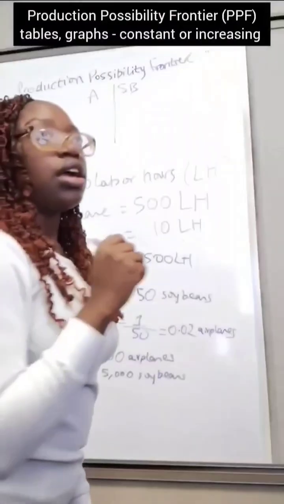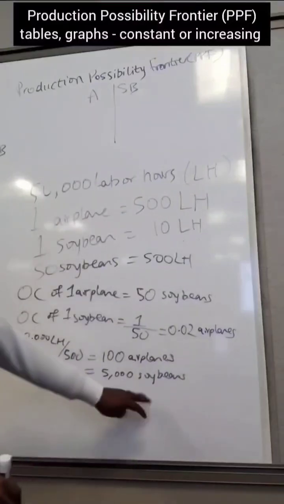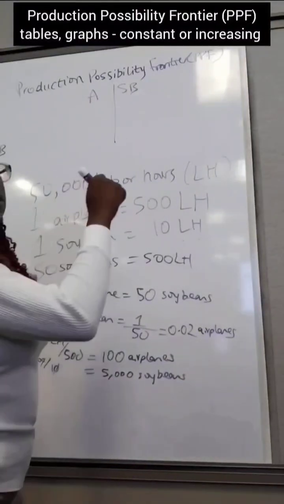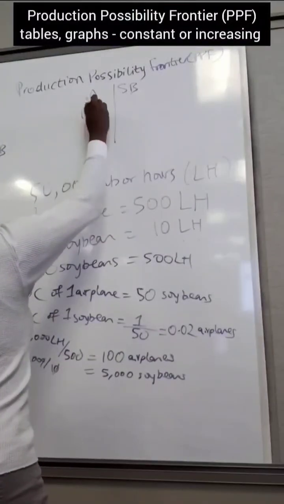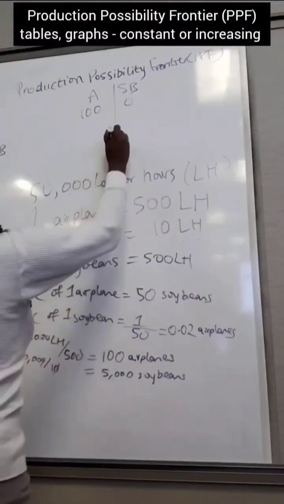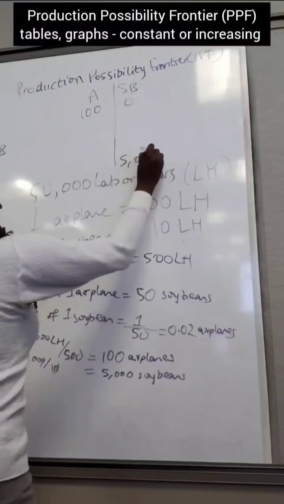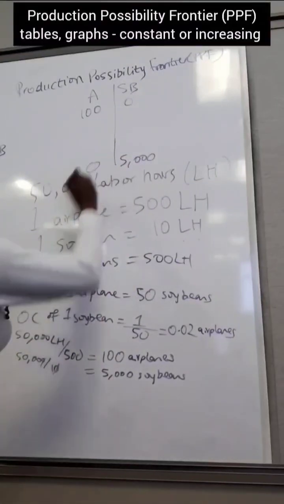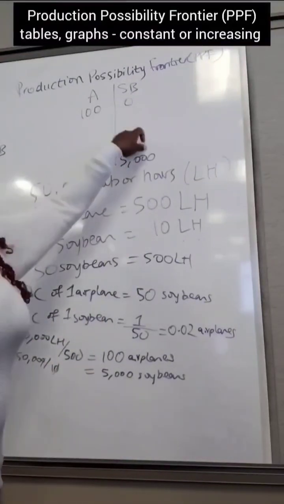So your table is going to look something like this. Let's call airplanes A and soybeans SB. If you decide to produce either of these extremes, then you are producing 100 airplanes along with 0 soybeans, or on the other extreme, 5,000 soybeans and 0 airplanes. Now we have to fill in the gap.